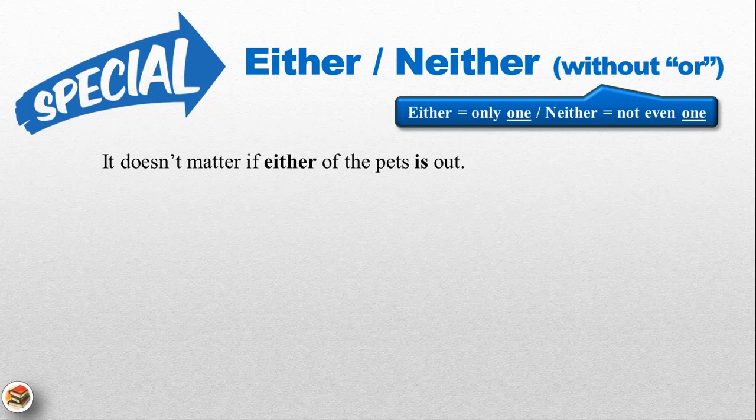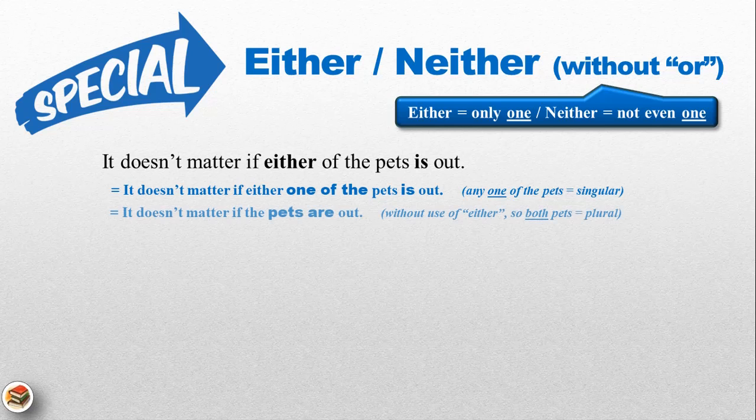It doesn't matter if either. And if we were to say that aloud in a long form, it would be, it doesn't matter if either one of the pets is out. So, even though it might sound incorrect, this is the correct use of "is" in this sentence.